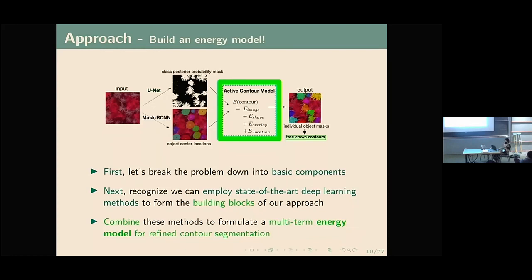Okay, so using these two inputs, the deadwood class probability map and likely tree location information, we formulate an aggregate multi-term energy model, which is shown here so colorfully in green, to produce the instance segmentation with the refined contours representing the dead tree crowns. So this approach leverages two state-of-the-art deep learning architectures and will incorporate prior knowledge about the target shape. So this is our goal, tree crown contours.